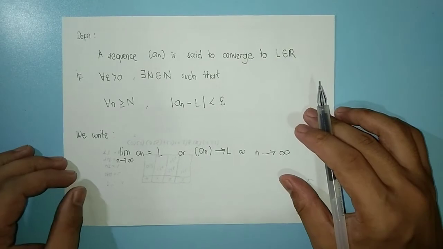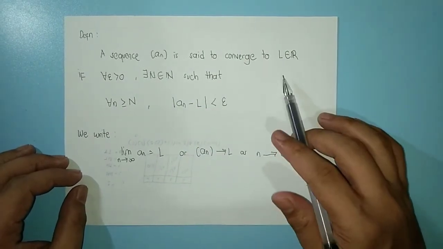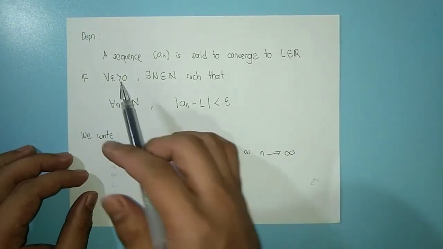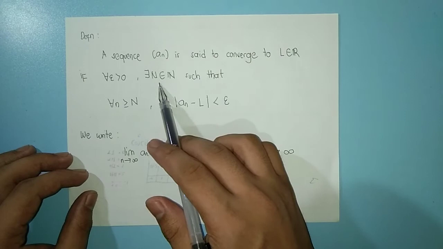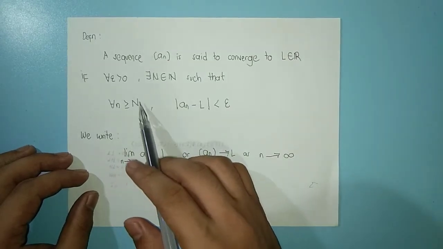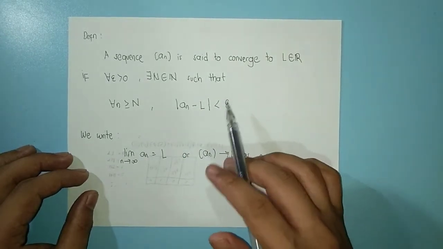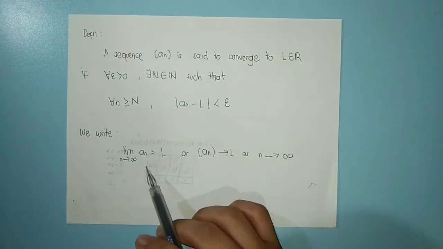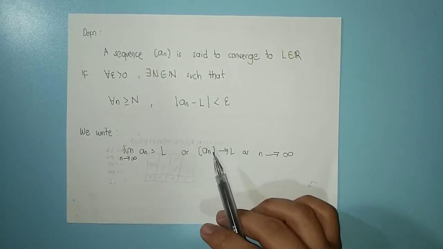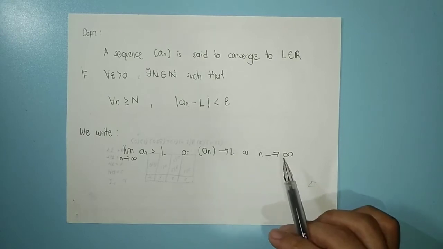For the definition, a sequence A sub n is said to converge to L, a real number L, if for every epsilon greater than 0 there exists a natural number capital N such that for n greater than or equal to capital N, the distance between A sub n and L is smaller than epsilon. So we write the limit of A sub n as n approaches infinity equals L, or the sequence A sub n converges to L as n approaches infinity.